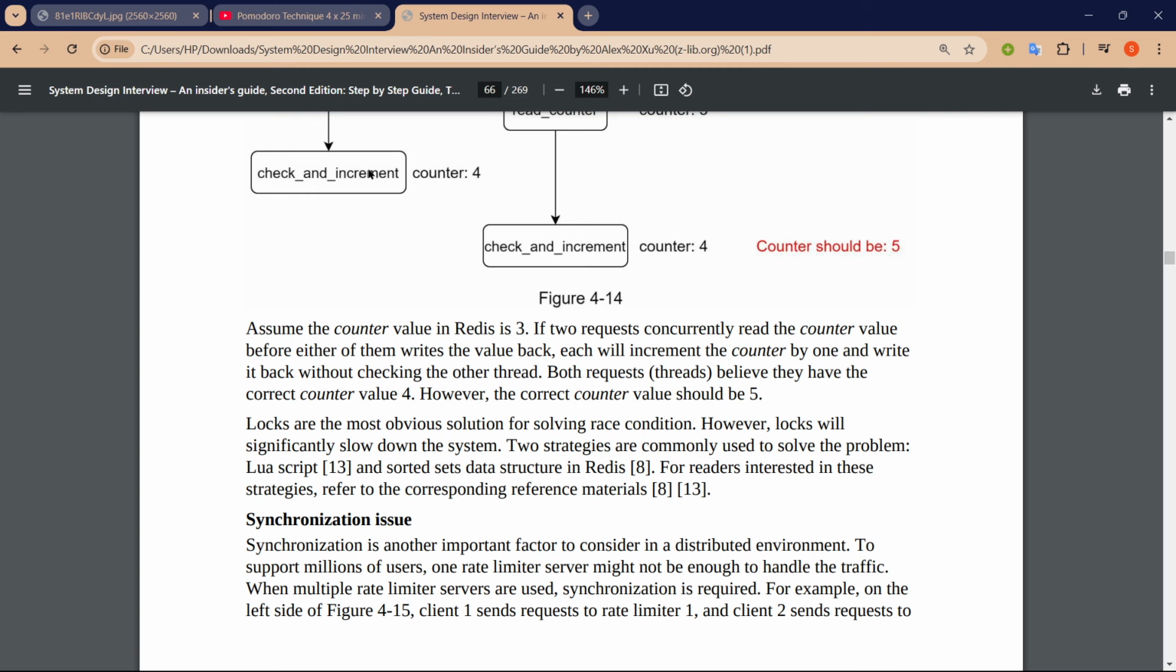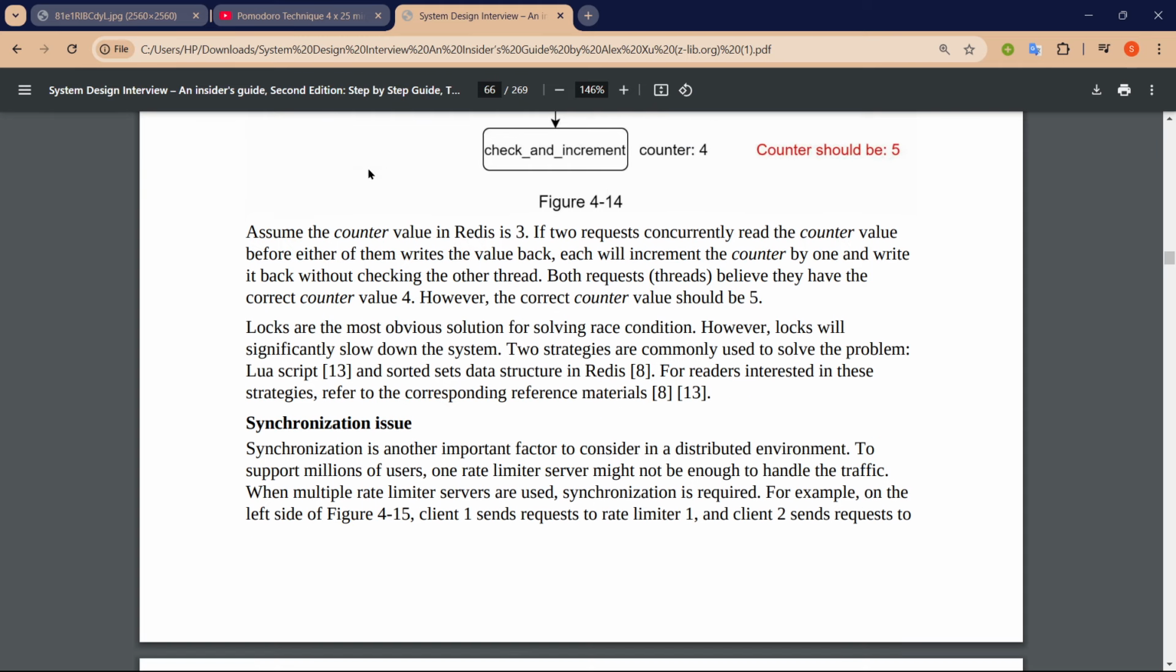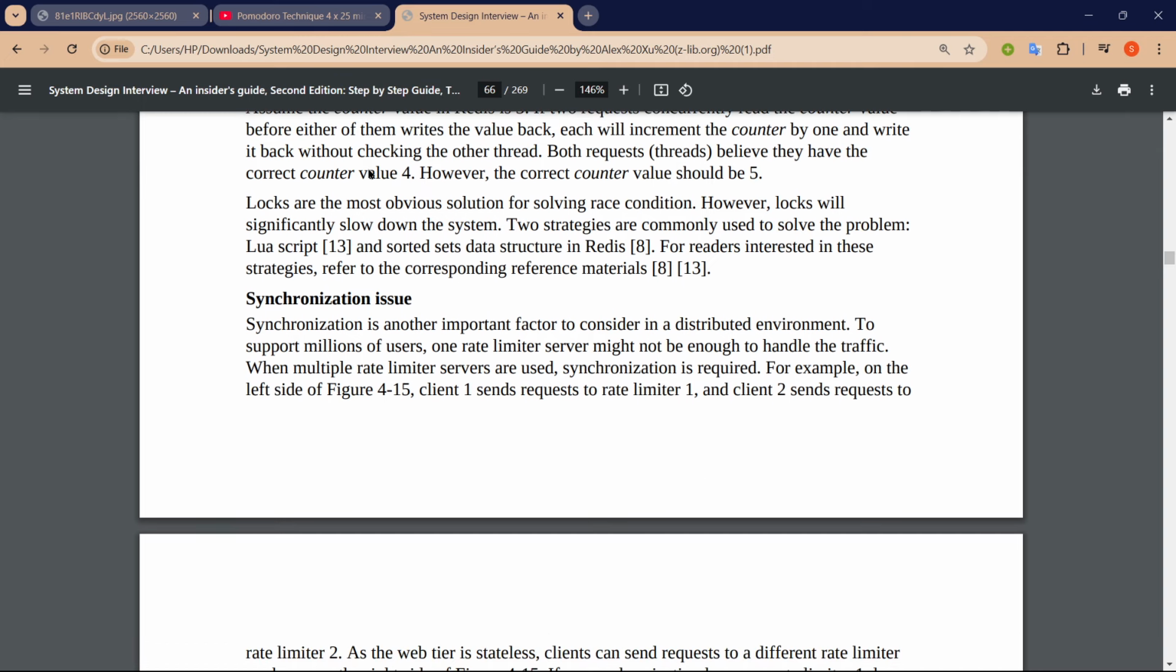Locks are the most obvious solution for solving race condition. But locks will significantly slow the system. Two strategies are commonly used to solve the problem: Lua script and sorted sets data structure in Redis, for readers interested.